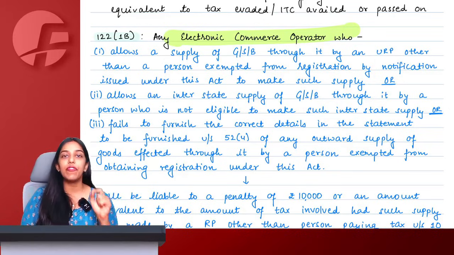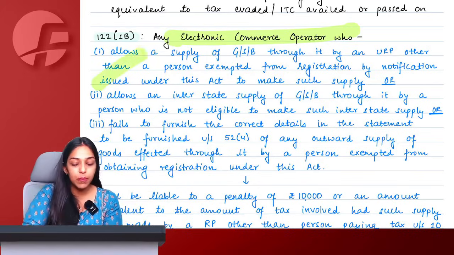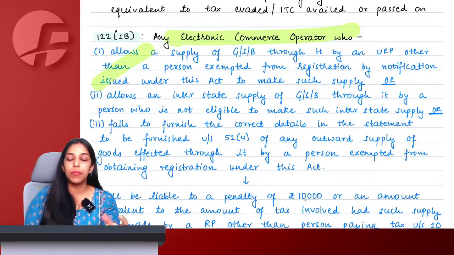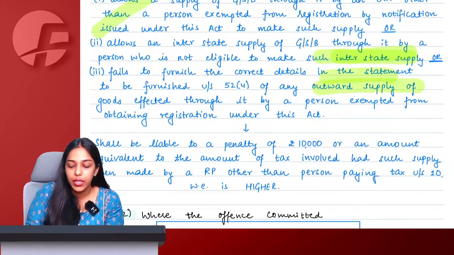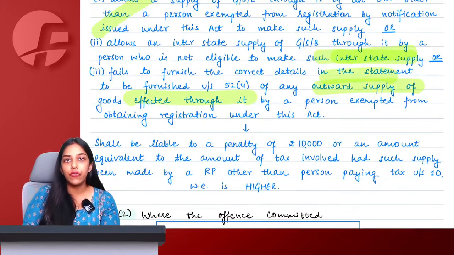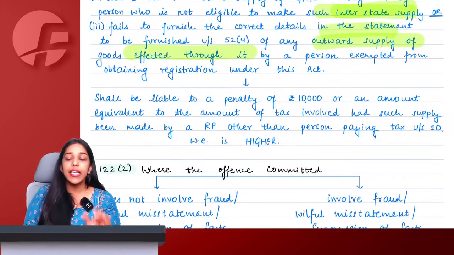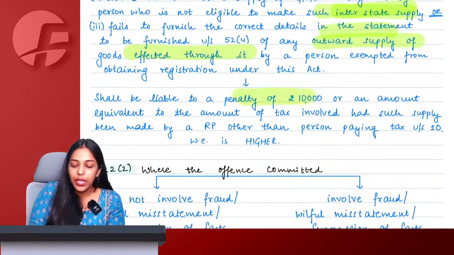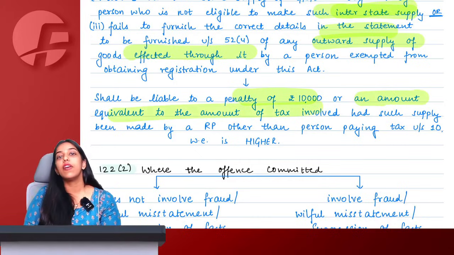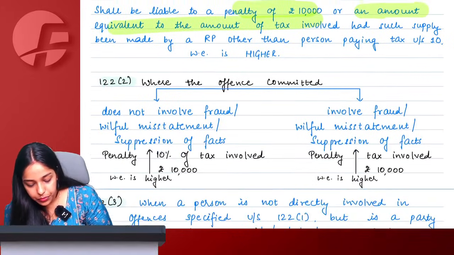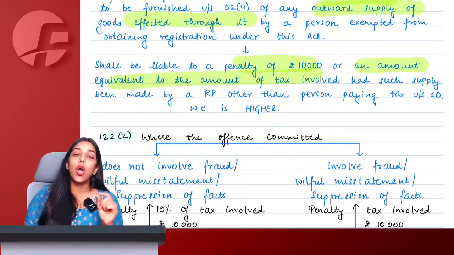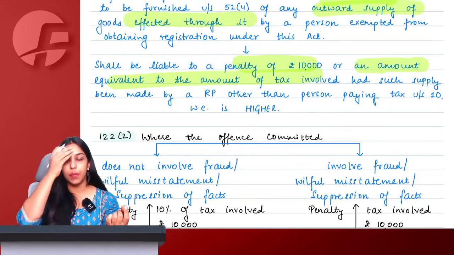So here we are saying that if the ECO is allowing an unregistered person, without satisfying those points, to supply through it, or the ECO is allowing people who are not eligible to make interstate supplies, or the ECO is not furnishing its proper return of outward supplies that we've studied in section 52, in that case, the ECO shall also be liable to a penalty of 10,000 or the tax amount involved, whichever is higher. Okay, ma'am. Now, composition people can also supply goods through an e-commerce operator.